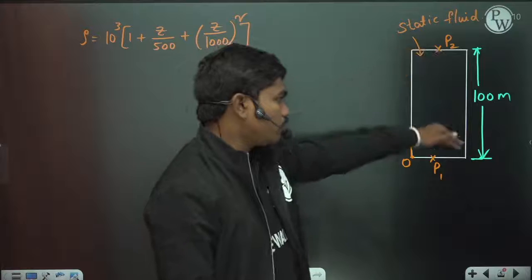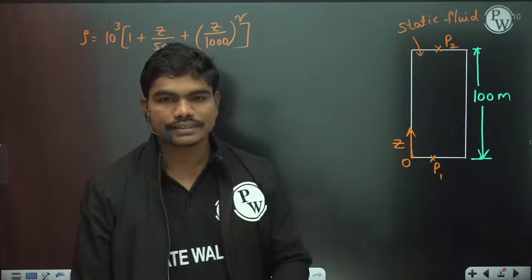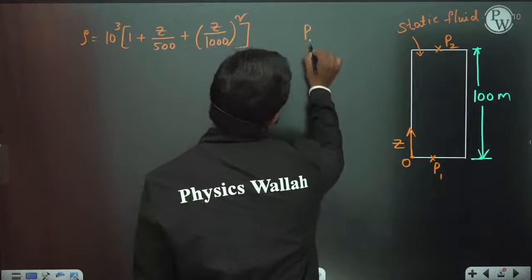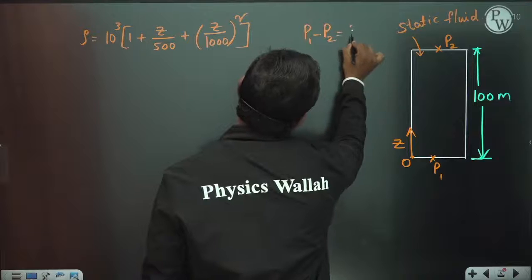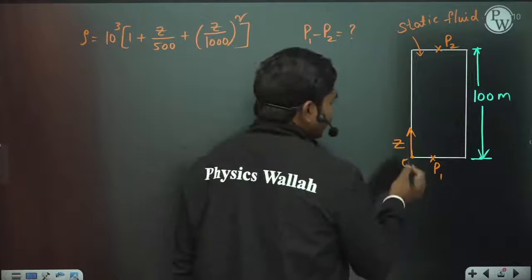Because of the fluid column here, the pressure will be comparatively more. So P1 minus P2 is what they are asking, and they are asking for this value in kilopascals. So P1 minus P2 is dash. This is what they have given you. Now how will you determine this value?